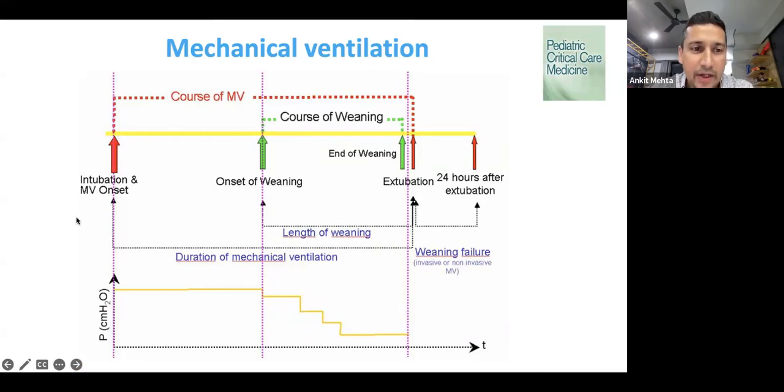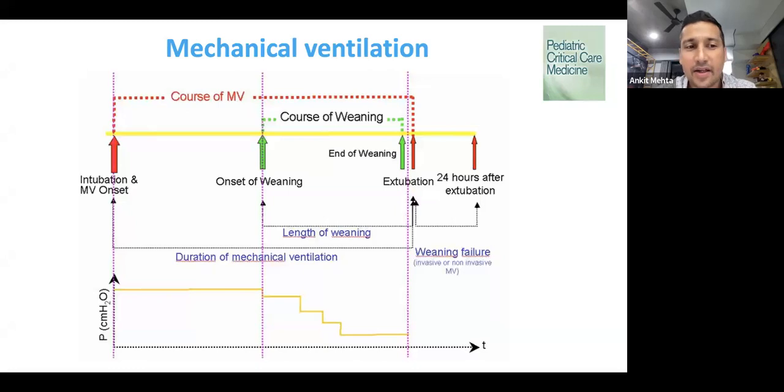So if you intubate a child, as soon as you intubate and start mechanical ventilation, you should know why you have intubated a given patient, why you have put them on mechanical ventilation, what your goals are, and what the timeline is, where this process is going to end. Probably you have intubated a traumatic brain injury, a moderate to severe traumatic injury. You might require ventilation for 10 to 21 days.